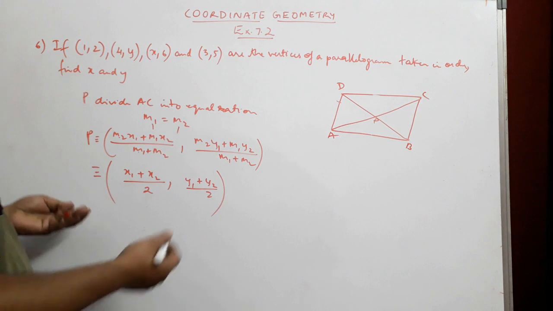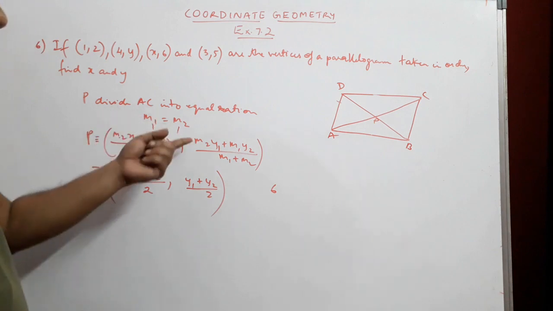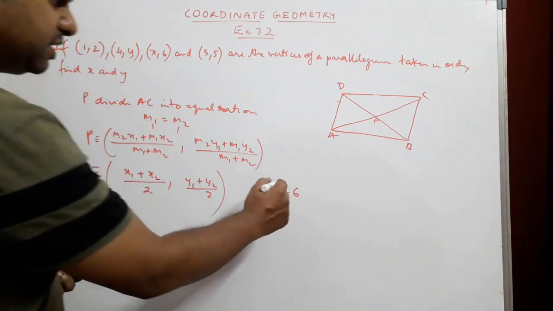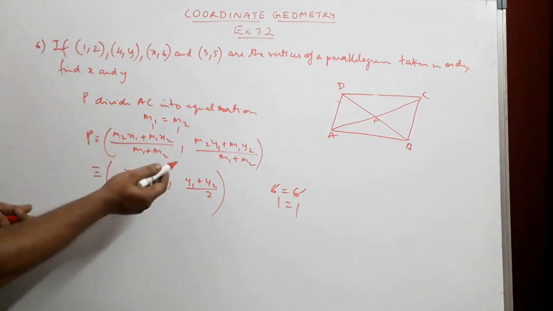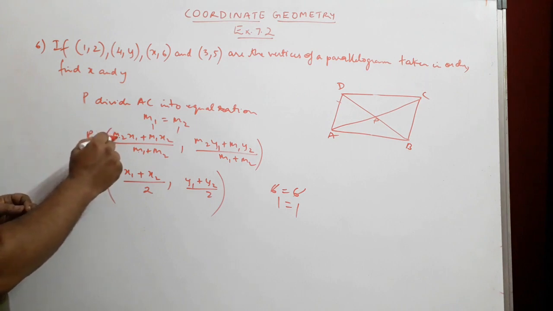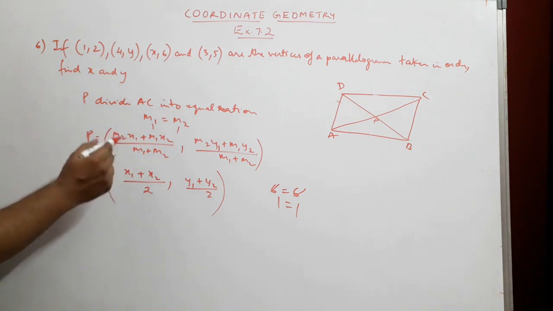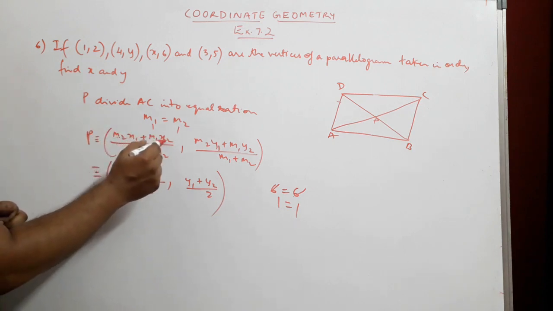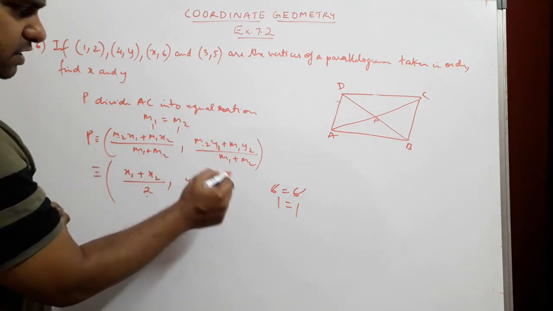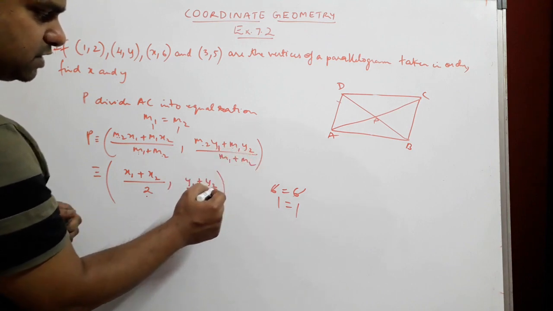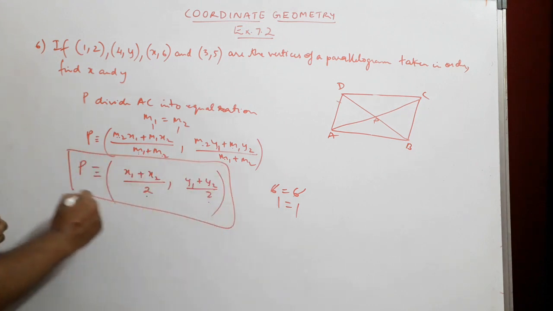Even if, let's say, m1 is 6, then m2 also has got to be 6, right? So 6 and 6 cancel and we get 1:1. That is why it doesn't matter, and that is why we take this as 1 and substitute 1 in place of m1 and m2. 1 into x1 gives us x1, 1 into x2 gives us x2, 1 plus 1 gives us 2. Similarly, 1 into y1 gives us y1, 1 into y2 gives us y2, 1 plus 1 gives us 2, and this is our midpoint formula.